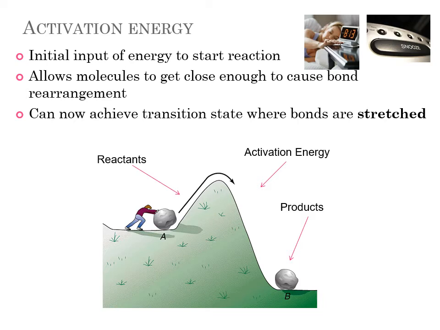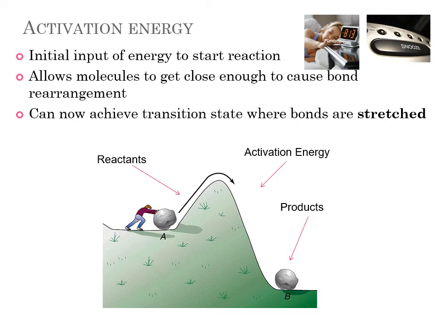But once you've reached this transition state, which is right there at the peak of our hill, that our little man is pushing the boulder over, right there at the top of the hill, we call this the transition state. So the bonds of the molecule that's about to change are going to be stretched to their limit. And then once we get up and over the hill to the product side, those bonds are going to be rearranged.